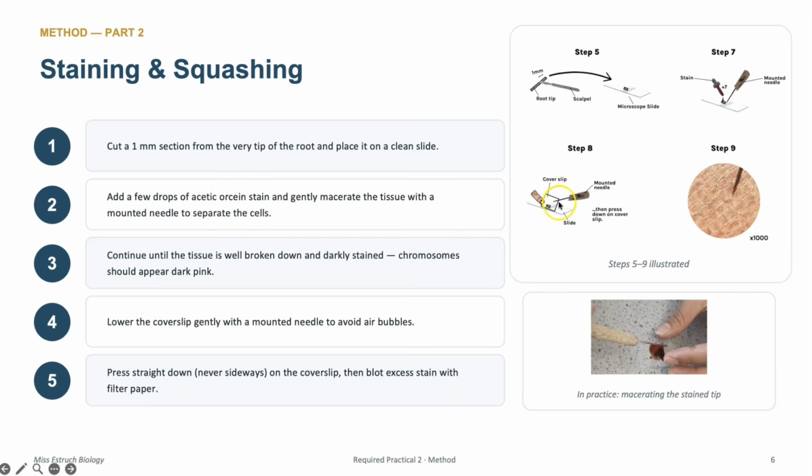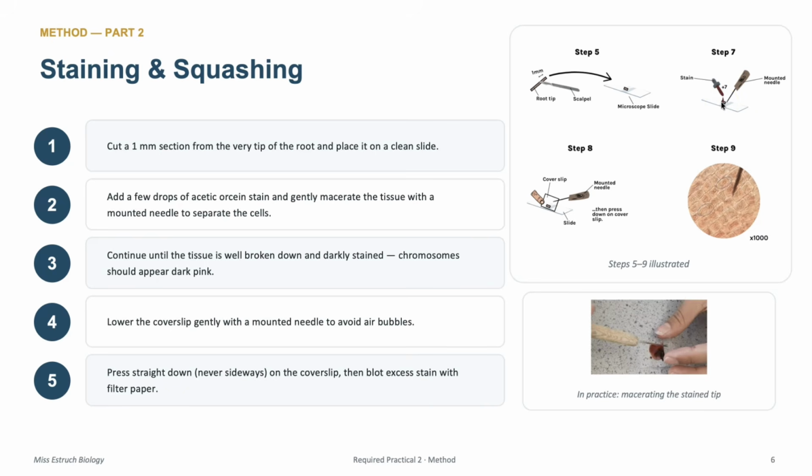We can now use the mounted needle to gently lower down the cover slip, and we use the mounted needle for that to avoid air bubbles forming. And then we'd place a paper towel on top and push down on our cover slip. Not so hard that you then smash the cover slip, but you do push down relatively firmly, and this is to ensure that you get all of those cells squashed so that you get a single layer of cells.